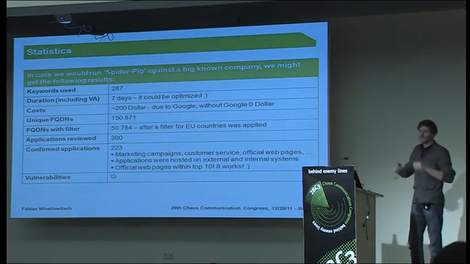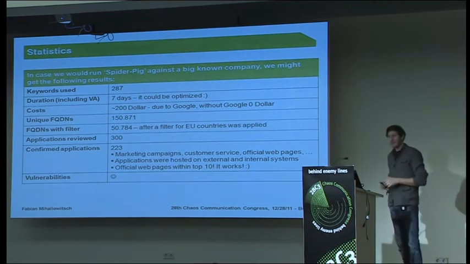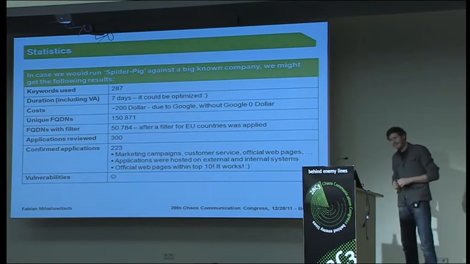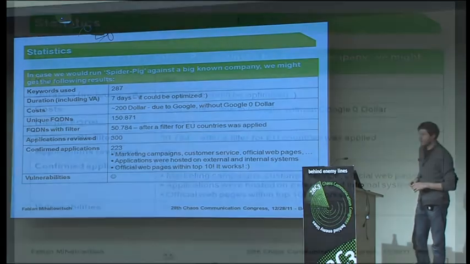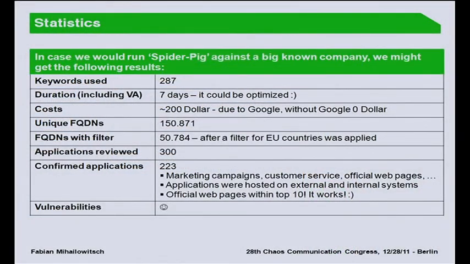If you would run that against a big known company, we might get the following results. We used 287 keywords. We ran it 7 days, including the actual vulnerability assessment. I mean, it could be optimized, but I think it's okay. You can fire it up and it runs. The costs were $200, but just due to Google. Basically, if you don't integrate Google, if you just use Bing or maybe Yahoo, I don't know whether Yahoo is free, but if you integrate it, you basically can go out with $0.